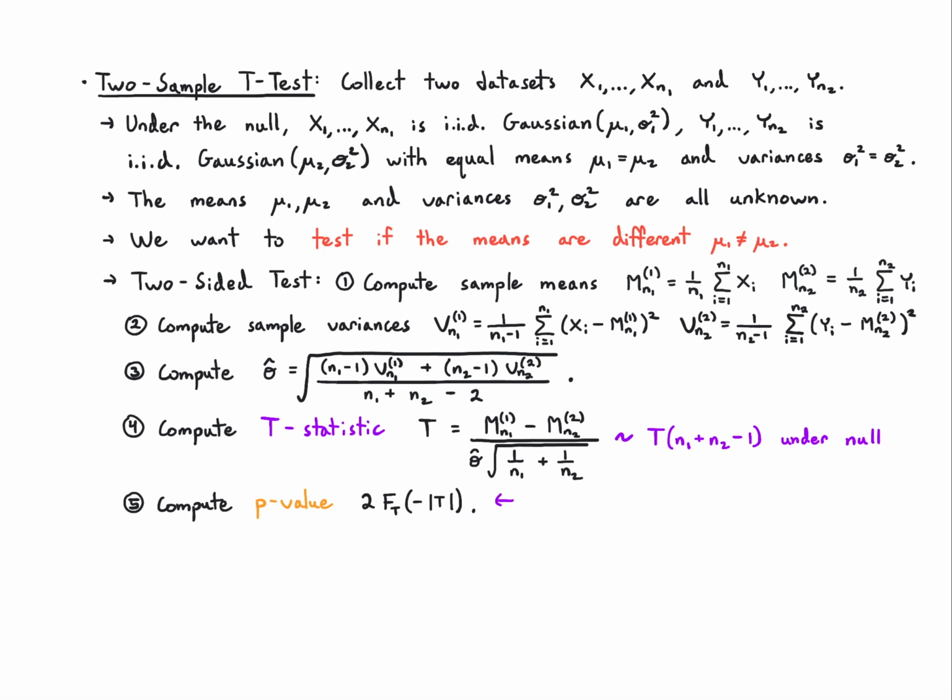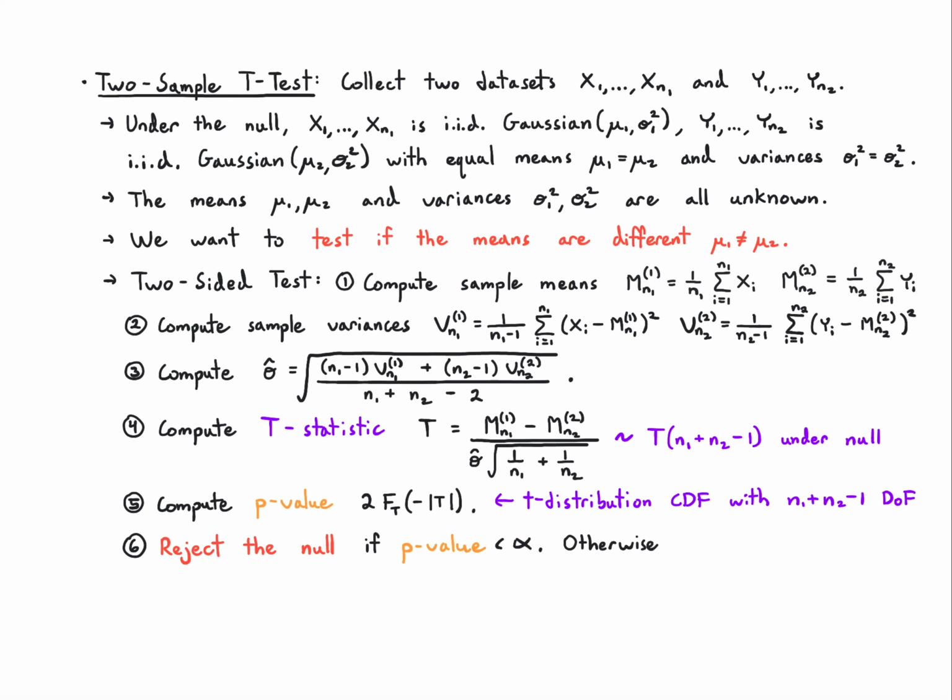The p-value is just plugging into the CDF minus the absolute value of the t-statistic and multiplying by 2. And this CDF is from a t-distribution with n1 plus n2 minus 1 degrees of freedom. We reject the null if the p-value is less than alpha, and otherwise we fail to reject the null.